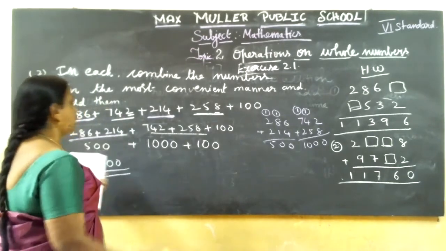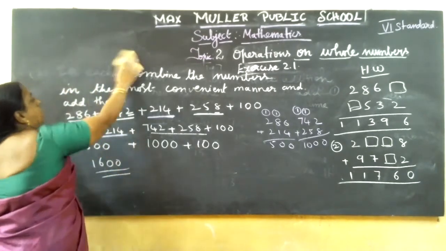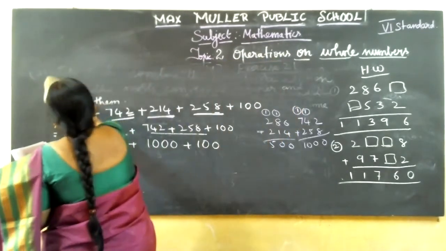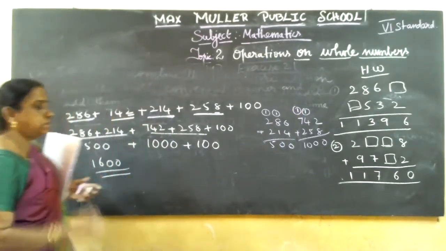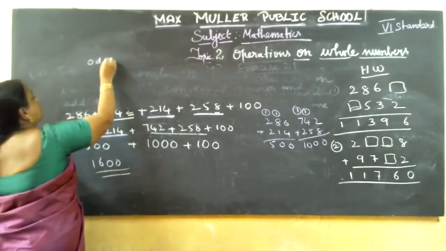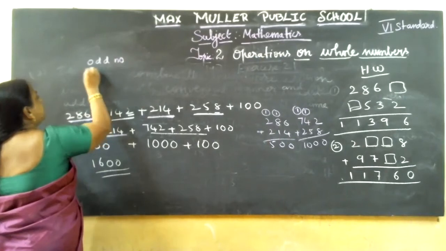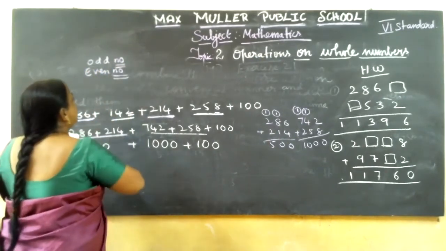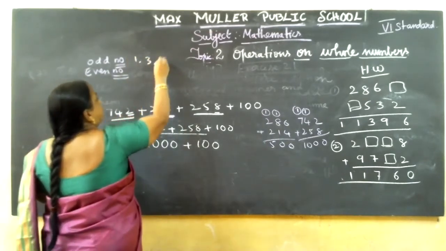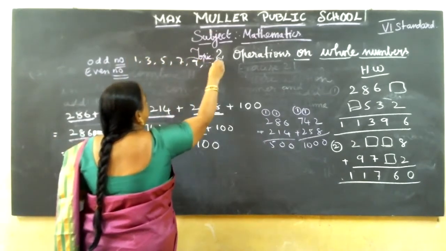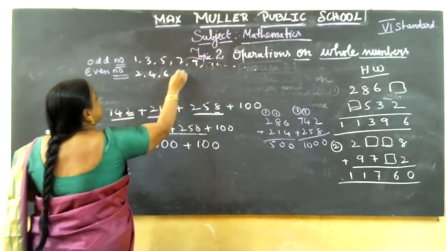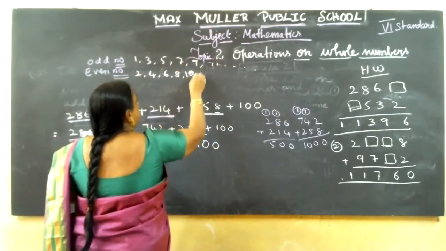The odd and even numbers I will teach. Now first I'll explain odd and even numbers, then I'll go for this exercise. You all learned odd and even numbers in lower class only. Odd numbers and even numbers. Yes or no? What are odd numbers? Odd numbers are 1, 3, 5, 7, 9, 11, and all it goes, odd numbers. Even numbers: 2, 4, 6, 8, 10, 12.